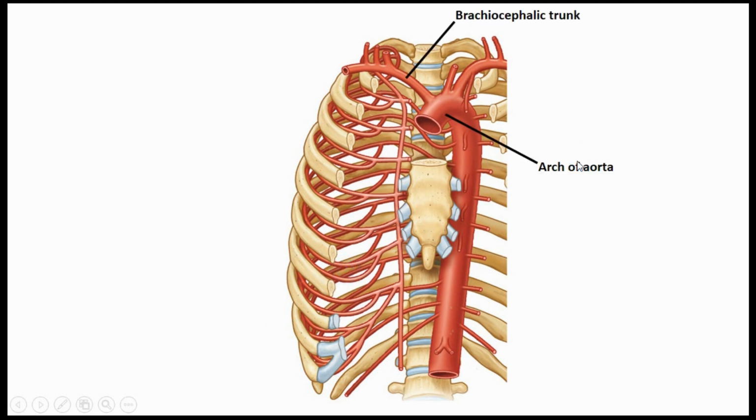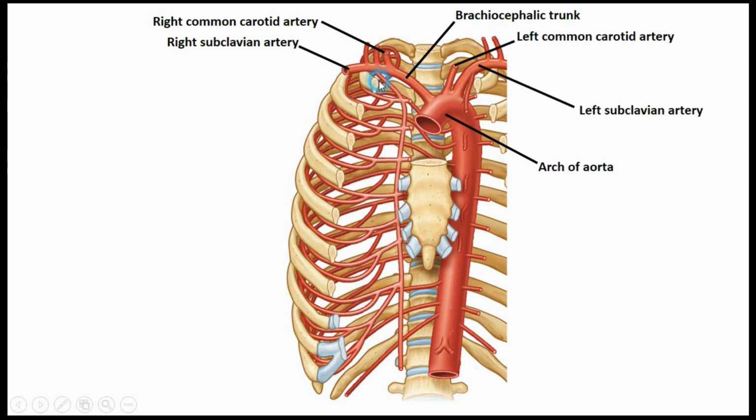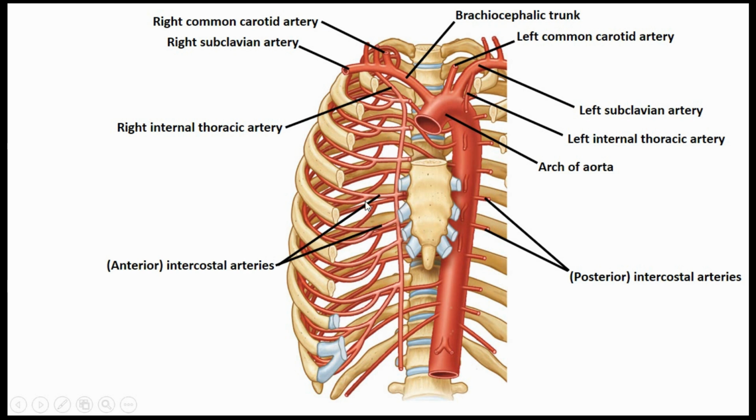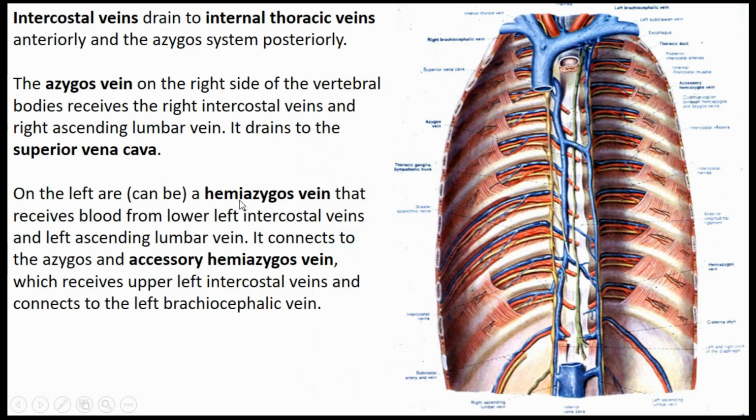So from the arch of the aorta, the brachiocephalic trunk is going to give off the right common carotid artery and the right subclavian. Off the subclavian arteries, we're going to have that internal thoracic artery right there. Off the aorta, we have multiple intercostal arteries there. And then anteriorly, we have the anterior intercostal arteries coming off here and making that network, making a continuous intercostal artery from front to back.